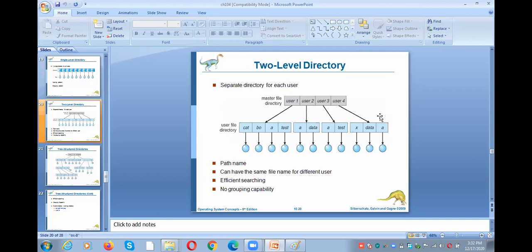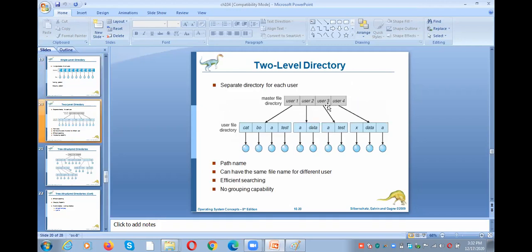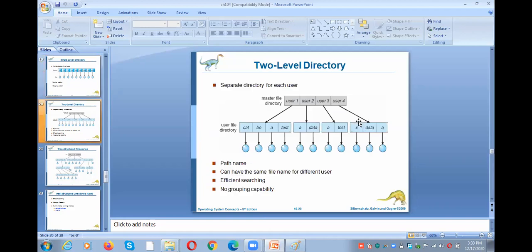And the two level directory means all the users have different directories. Different users have different directories, and they maintain their files in their own directories. So there is no naming problem, but here the problem is the grouping problem. And one more thing, we can fetch a file faster when compared to single level directory. If it is a single level directory, it is very difficult to search for a single file. You need to go through each and every file. But here, if you want to search for a file of user 3, you directly go to the user 3 directory and search there.